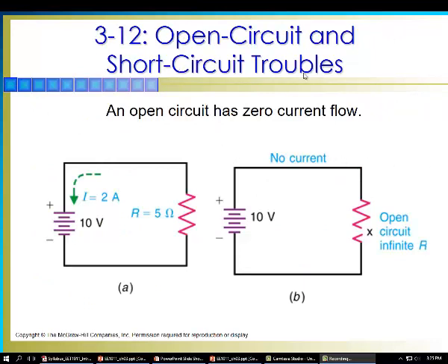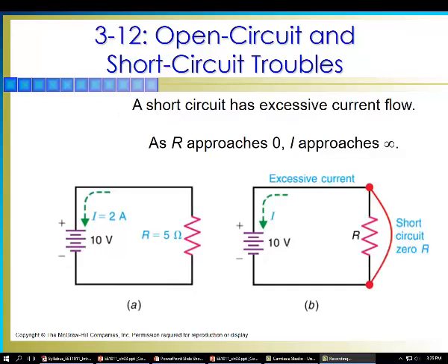Open circuit and short circuit troubles. An open circuit has zero current flow. In other words, this is the normal circuit. If it breaks, if the resistor breaks, then it's open. There's no current flowing through this, and that's what I mean by open circuit. In other words, this resistance becomes infinite. So no current can flow through it because it's broken. The resistance between these two points is infinite.